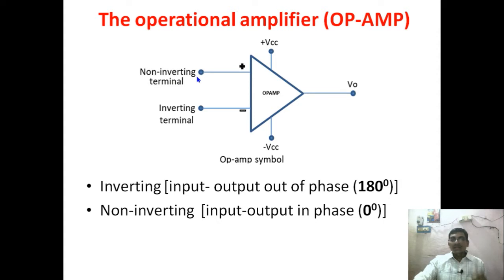Why is it called a non-inverting terminal? Because the input signal and output signal are both in phase. When we give the negative half cycle, the output is also a negative half cycle. There is no phase difference between input and output.